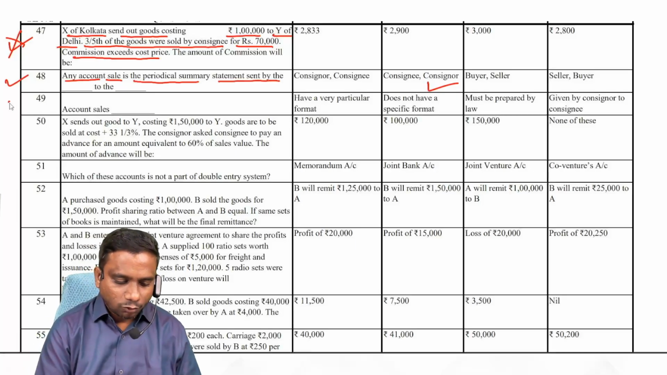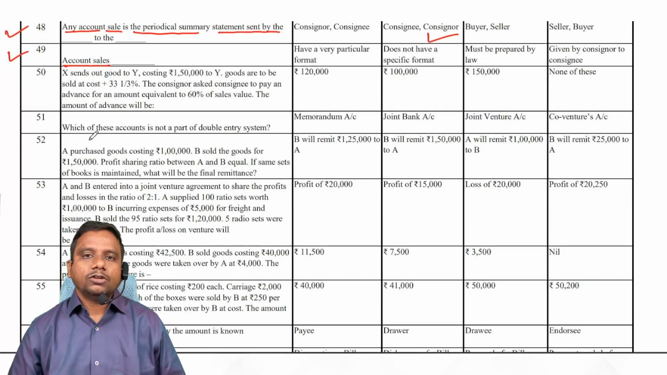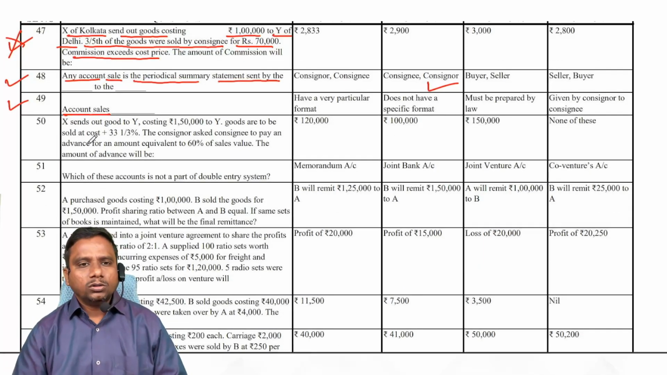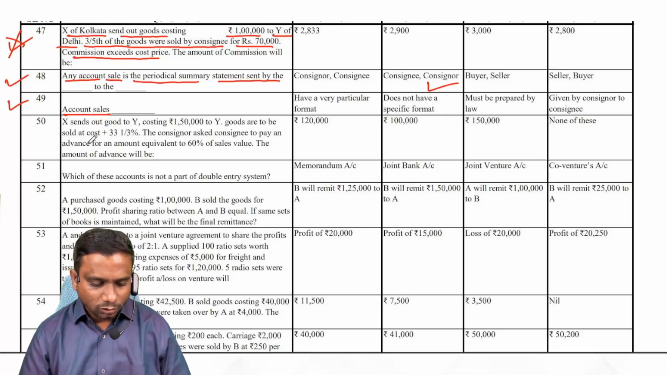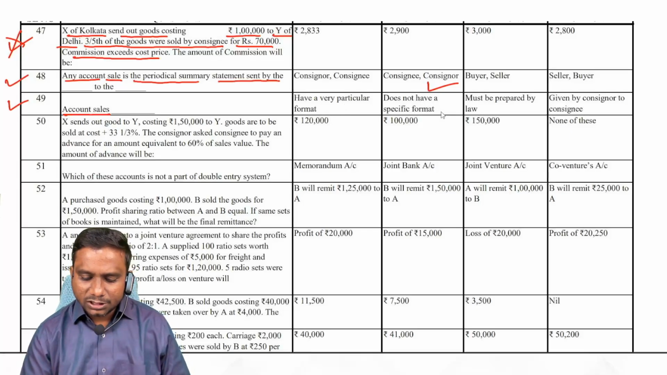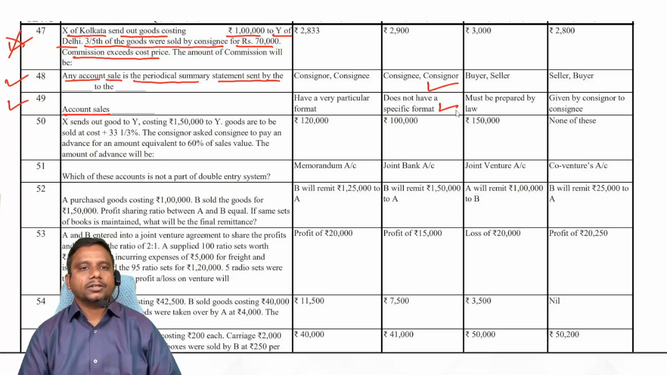Next one, 49. Account sales. Account sale contains which information? Goods sold by consignee, expenses incurred by consignee, amount sent by consignee. All this information is contained in account sales. Does account sales have a particular format? No. Must it be prepared by law? No. Given by consignor to consignee? No. Account sales does not have a specific format.